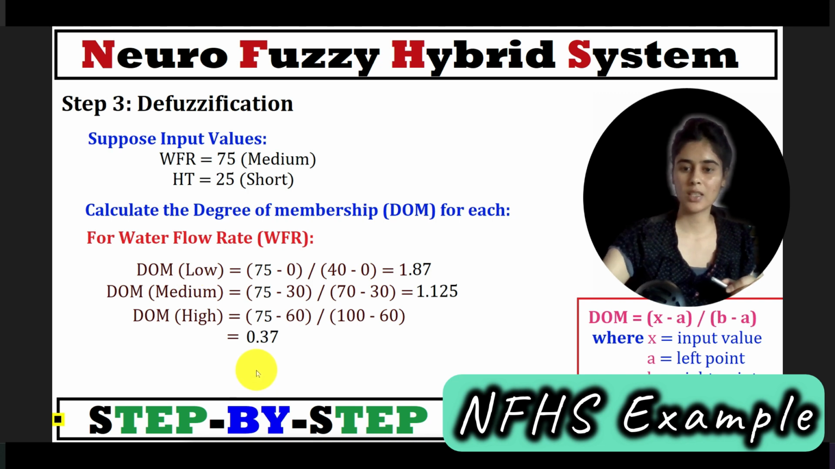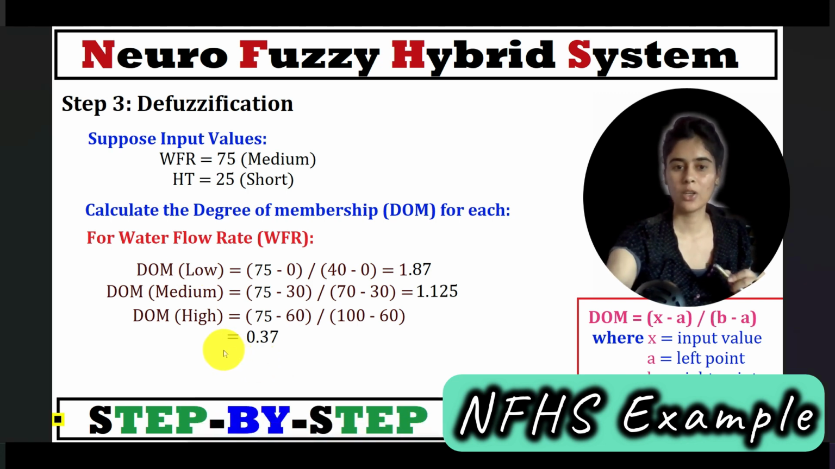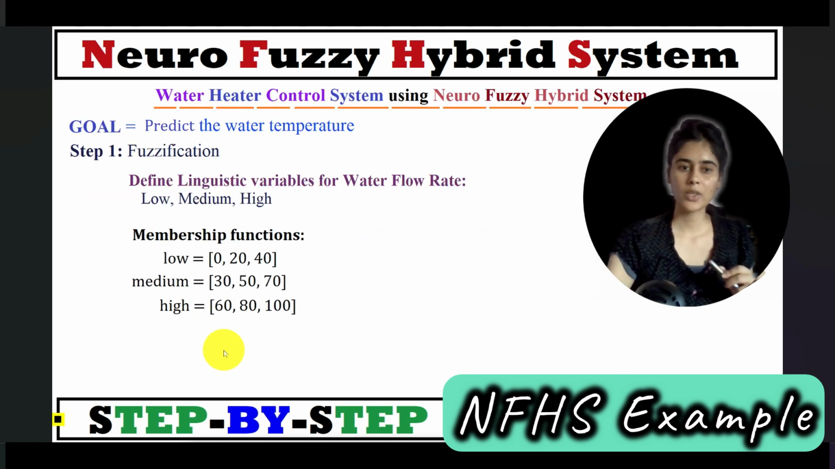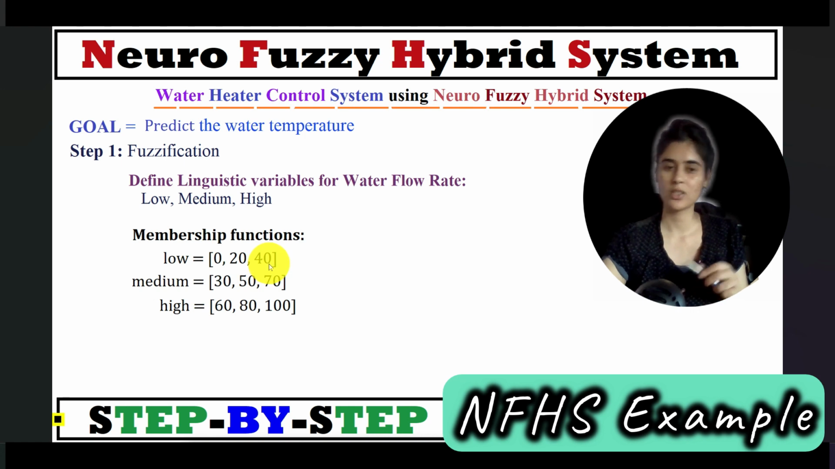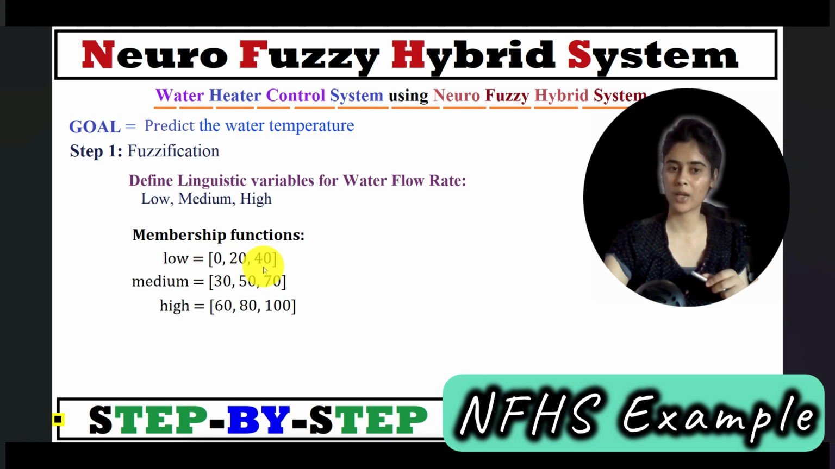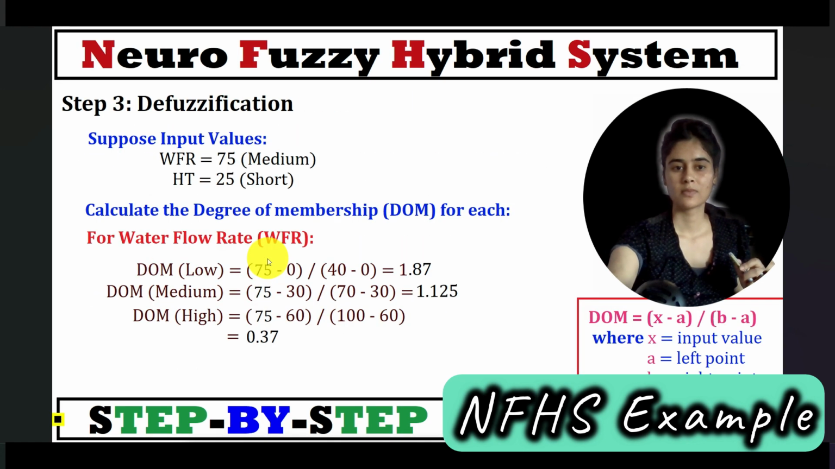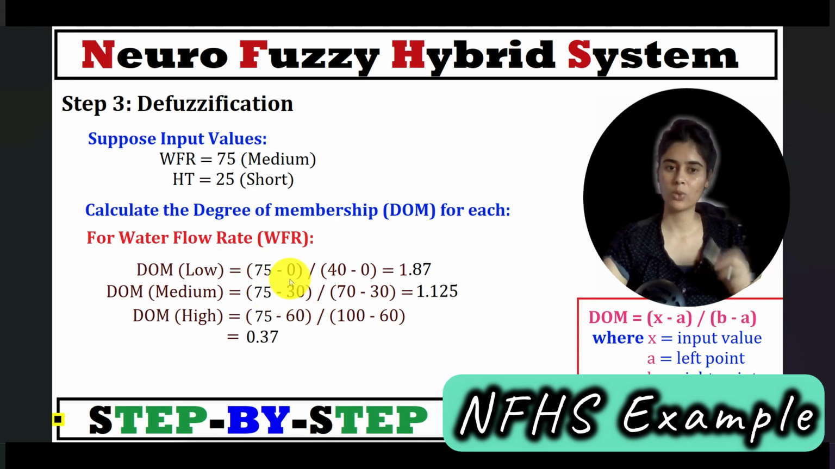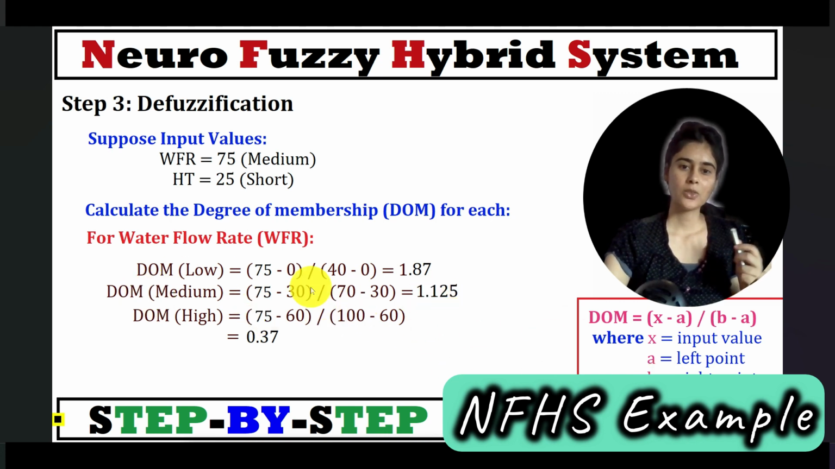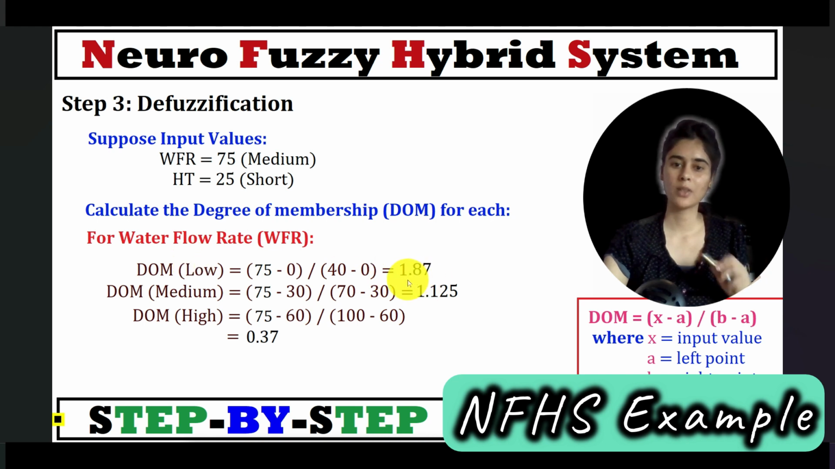So for low, one example, you can see the values we have are 0, 20 and 40. 0 is the left value and 40 is the right value. Or you can say this is the lower bound and the upper bound. So here we will put the value x minus lower bound, that is a, divided by upper bound minus lower bound, or you can say b minus a, right point minus left point, whichever you like. So the degree of membership for low we have 1.87.